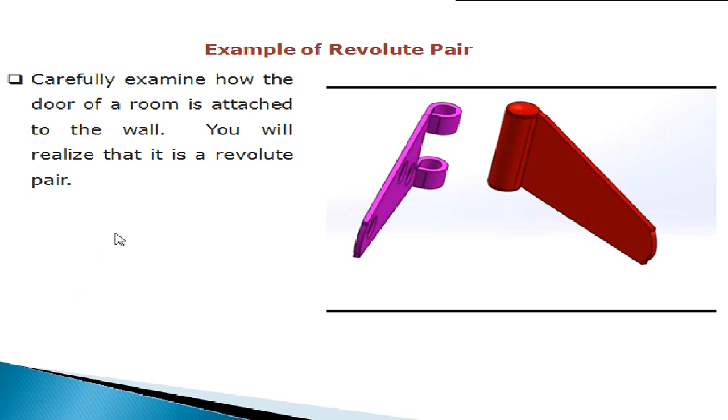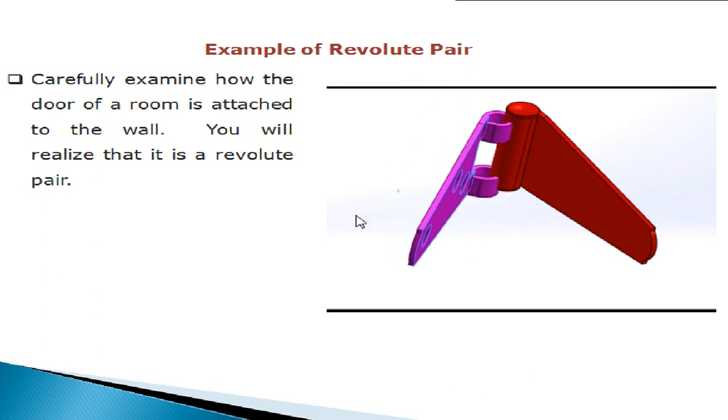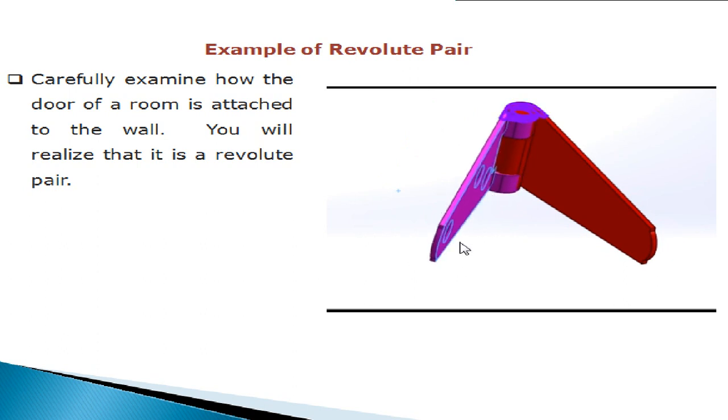I would strongly encourage you to take a good look at how the door of a room is attached to the wall. You will realize that it is a revolute pair. Let me try to animate this. Each of these links has 6 degrees of freedom, but once we assemble them to form a kinematic pair, there is only 1 degree of freedom. You can see that this pink link can only revolve. We'll try to see several such animations in the next couple of slides.